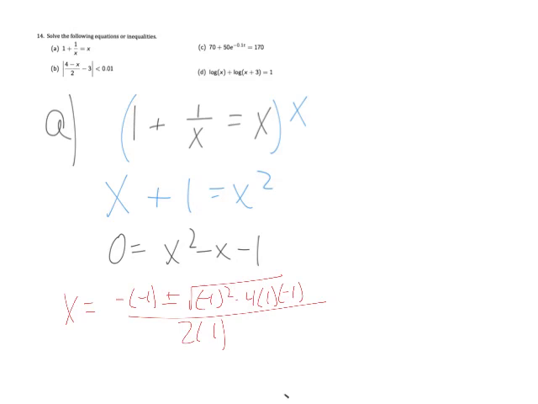And when you do that, x equals a positive 1 plus or minus the square root of, what is that, 1? And then you're going to add 4, so that's 5, over 2. So you get two answers. So x equals 1 plus radical 5 over 2, and x equals 1 minus radical 5 over 2.